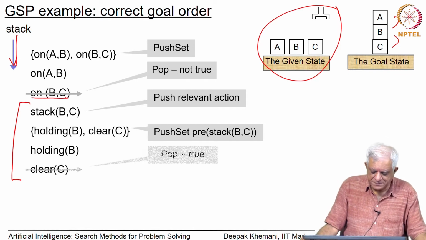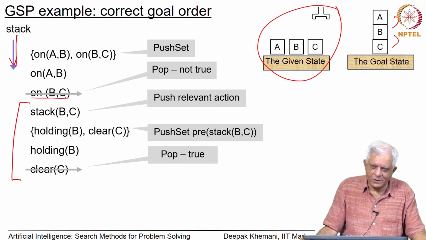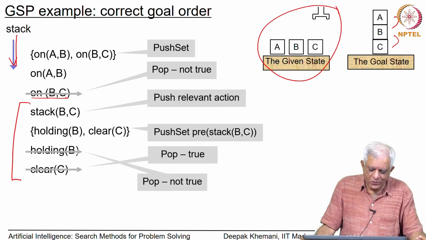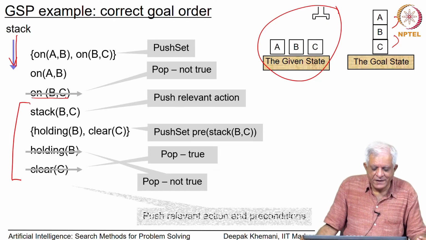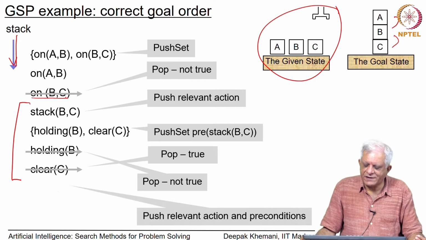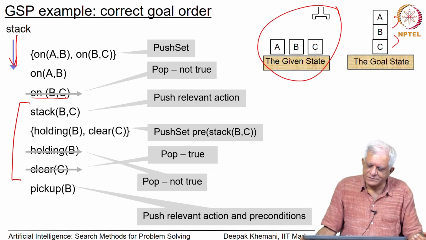So, first we pop this element at the top of the stack, clear C, it is true. So, we do not have to do anything about it. Then we pop holding B, which is not true. Now, remember that when an individual goal is popped and it is not true in the given state, you want to push an action to make that goal true.